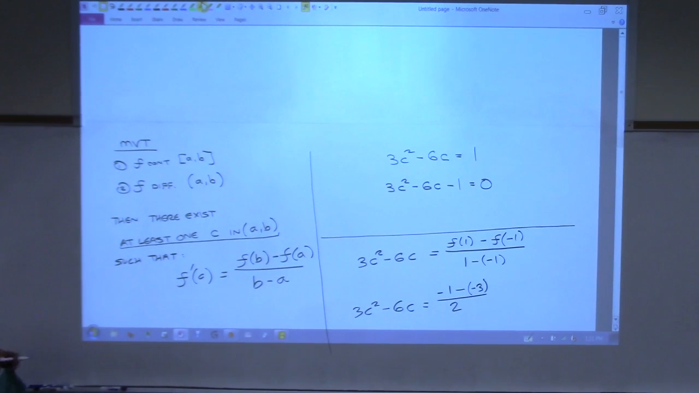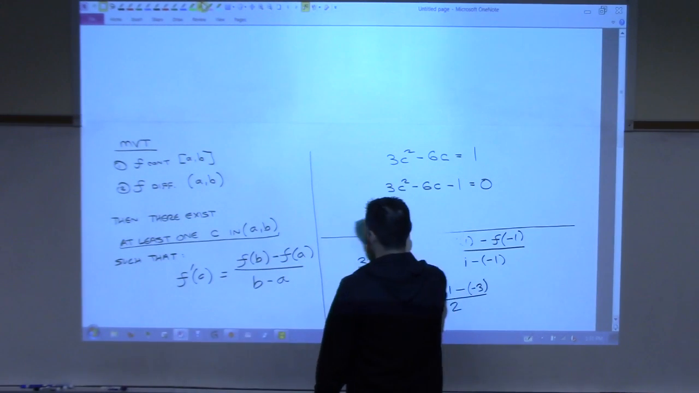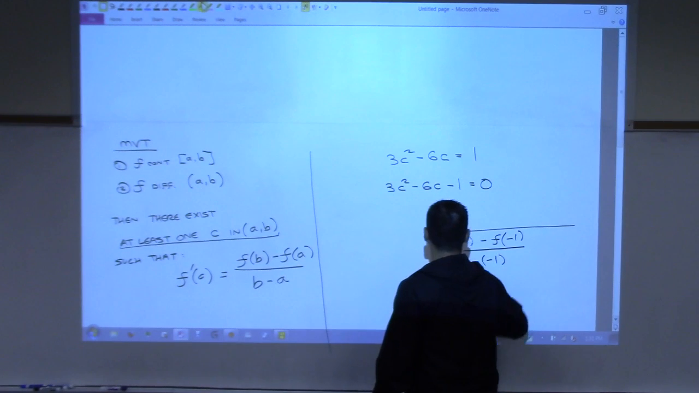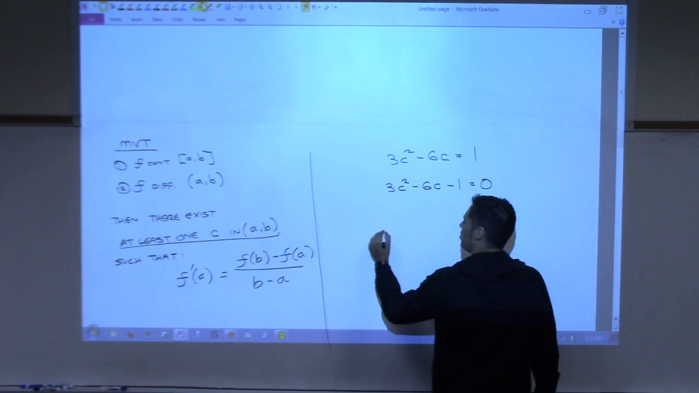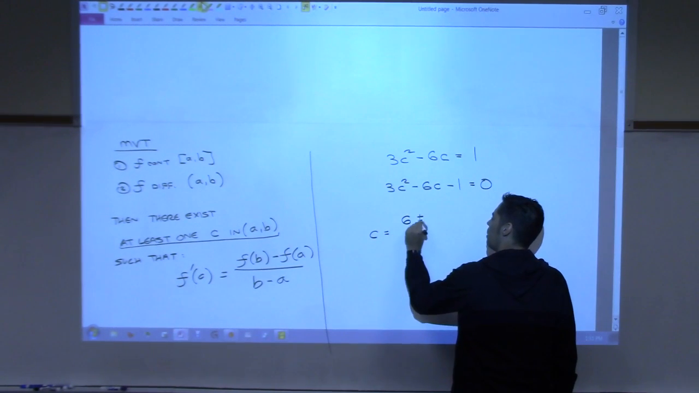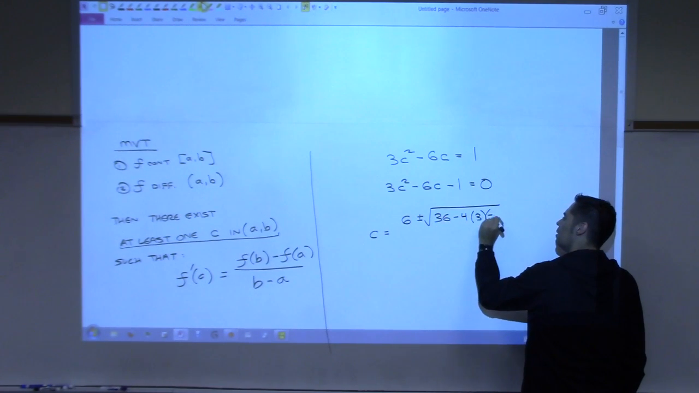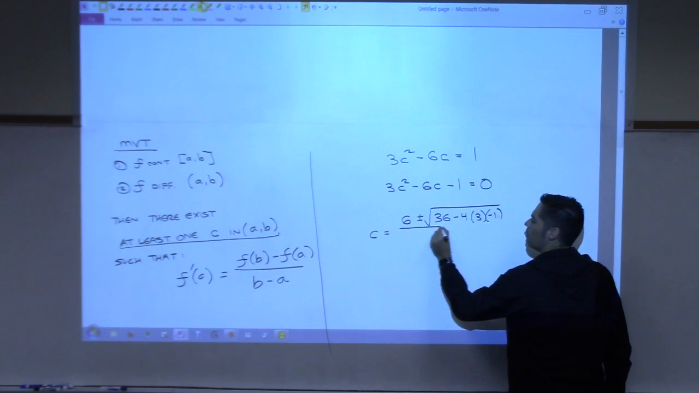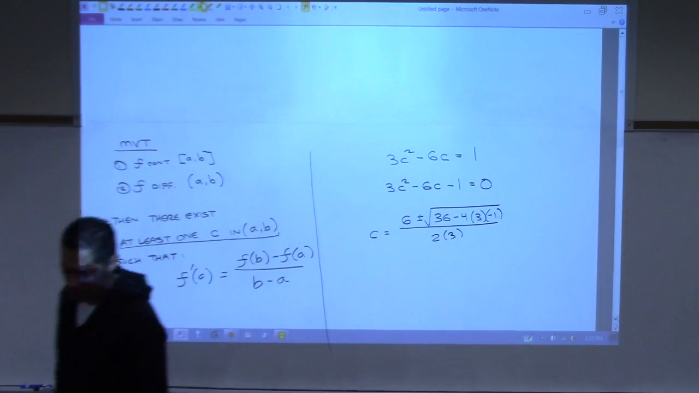All right, solve. Quadratic formula, right? You could do that. If I use the quadratic formula, I would get c is equal to negative b plus or minus the square root of b squared minus 4 times a times c, all over 2a. And I'm going to go get my calculator.